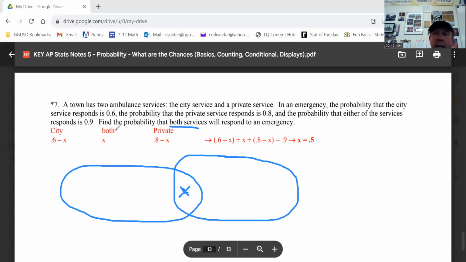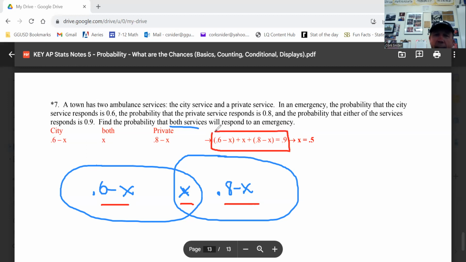So the city total is 0.6, okay? So this part of it will be 0.6 minus X. The private is 0.8. So this will be 0.8 minus X. And we know that if we add all 3 of them, this one, this one, and X, that's going to equal 0.9. I'm going to box the equation. Then you just have to solve for X using algebra, and it comes out 50%.